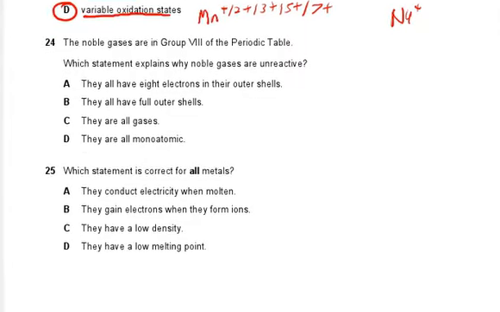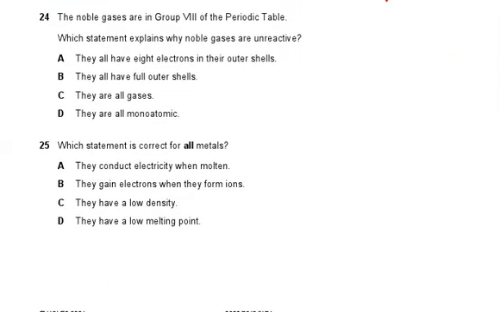Okay, let us move to 24. The noble gases are in group 18 of the periodic table. Which statement explains why noble gases are unreactive? They are all gases, wrong. They are all monoatomic, wrong. You should have a specific reason. They all have 8 electrons in their outer shell.